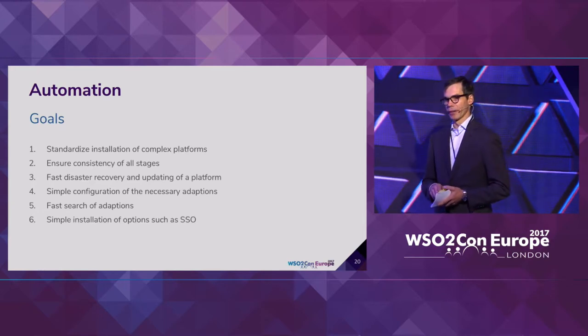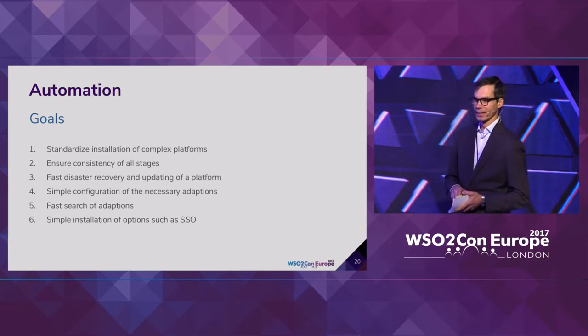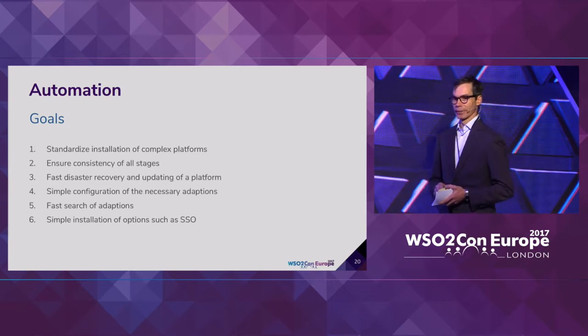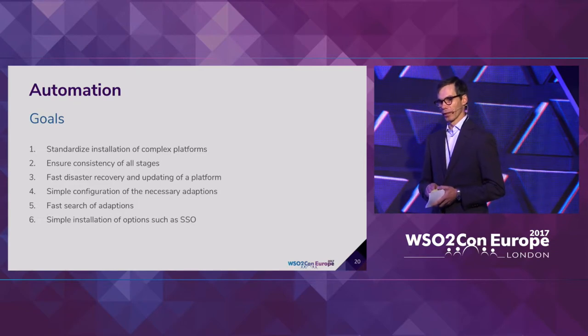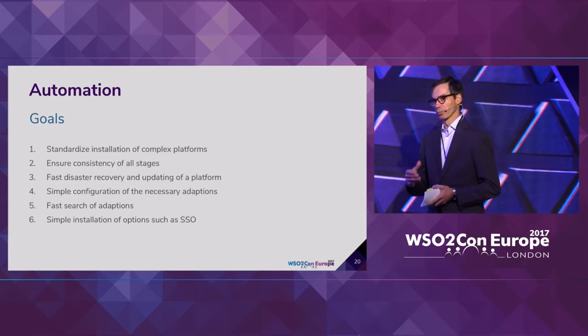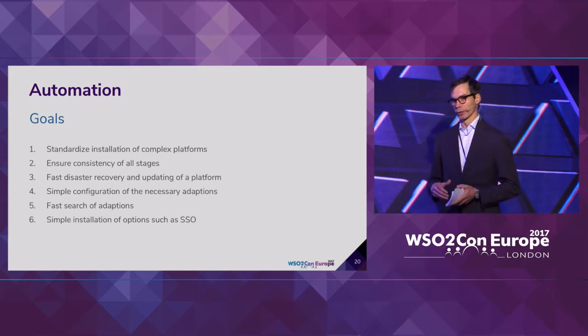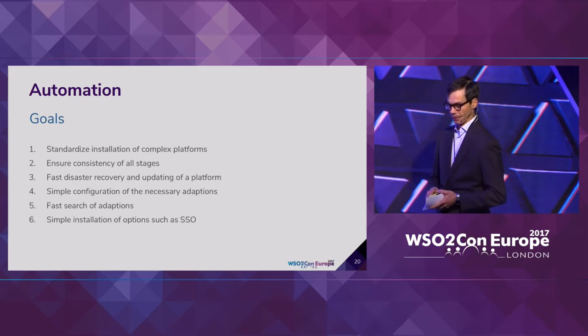The third one is faster disaster recovery. That's due to legal constraints, but also updating. Believe me, WSO2 people are very smart and fast. They will update their products very fast. And of course, you can omit 1, 2, or 3 versions, but if you omit too many versions, it gets really hard to update the platform. That's why it's important that updating is very easy.